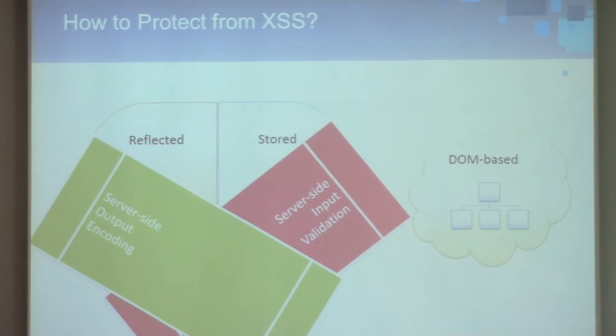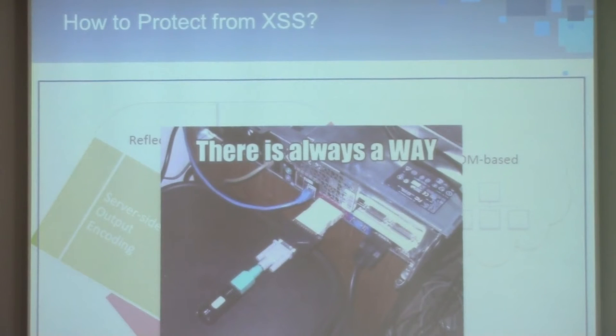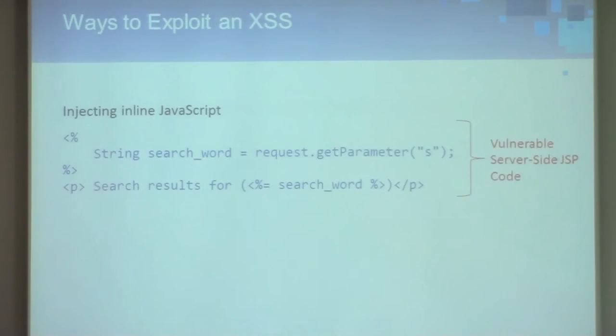So DOM-based cross-site scripting, we're not going to be able to fix it with our input validation and output encoding on the server. You can do that on the client. You can do input validation on the client. You can do output encoding on the client. It's possible, it's cumbersome. And again, with a lot of JavaScript, it's just hard to implement, right? So what do we have here? Right now, there's always a way. You can always bypass it, encode into something else, and you can always find a way to break it.